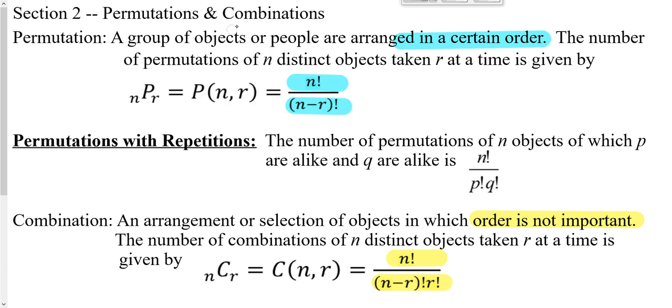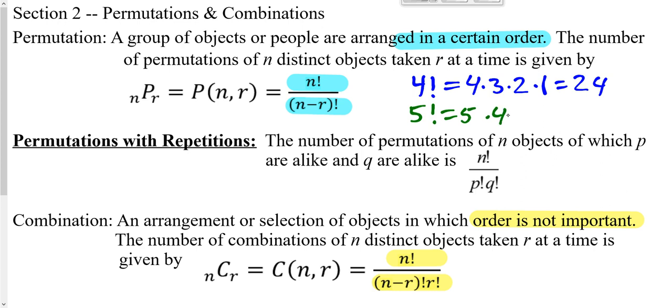Now, you might be wondering, what the heck is this exclamation point? Well, if I gave you 4 exclamation point, which is really 4 factorial, that is 4 times 3 times 2 times 1. So basically, you start with that number and you keep multiplying by all the numbers below it until you get down to 1. So if you did multiply this out, you would get 24. Where a 5 factorial would be a 5 times a 4 times a 3 times a 2 times a 1. That's what that exclamation point's about.